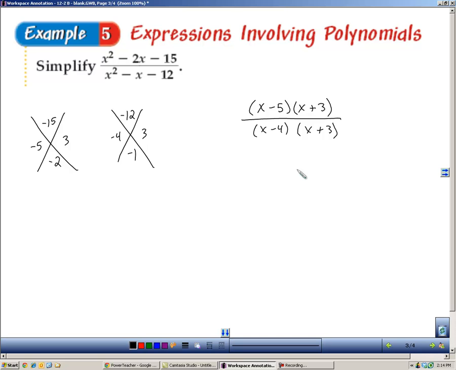Now you can cancel factors. I can take this whole x plus 3 and cancel with an entire x plus 3. That's legal because they're being multiplied by the other binomials. Now I can't cancel the x and the x here because they're part of a polynomial, and so either I do the whole thing or none of it at all. So my final answer here is x minus 5 over x minus 4. That's how these two trinomials will simplify.